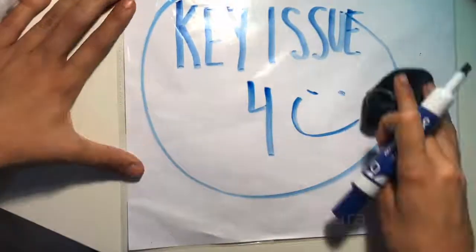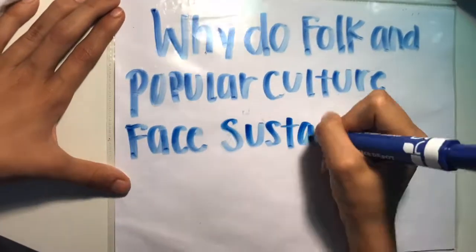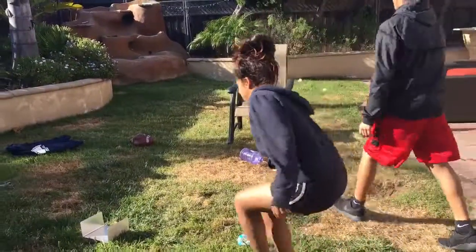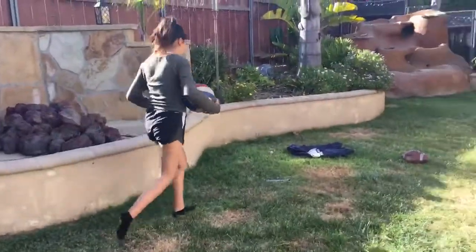Key issue 4. Why do folk and popular culture face sustainability challenges? The Amish preserve their cultural identity by traveling by horse and buggy and continue to use their hand tools for farming. Popular culture modifies the environment for leisure activities such as golf. They need to clear a large piece of land to build a course.